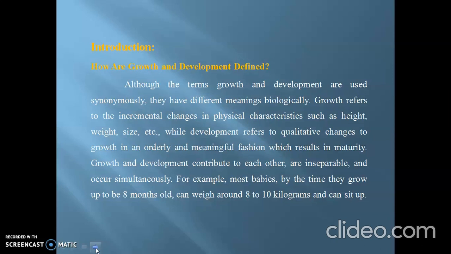Growth and development contribute to each other, are inseparable, and occur simultaneously. For example, most babies by the time they grow up to 8 months old can weigh around 8 to 10 kilograms and can sit up.